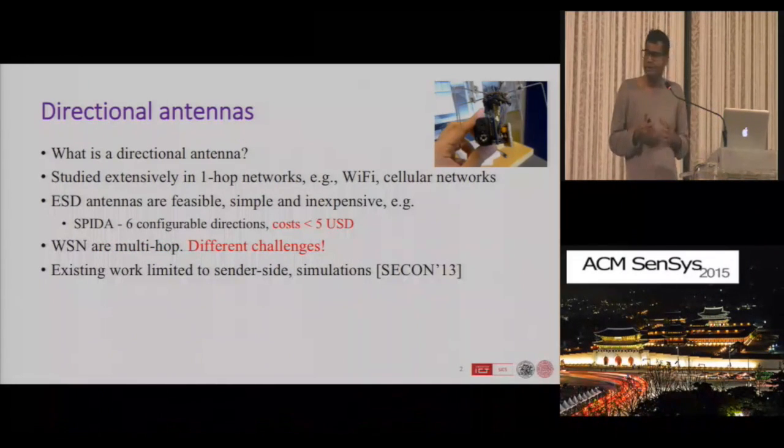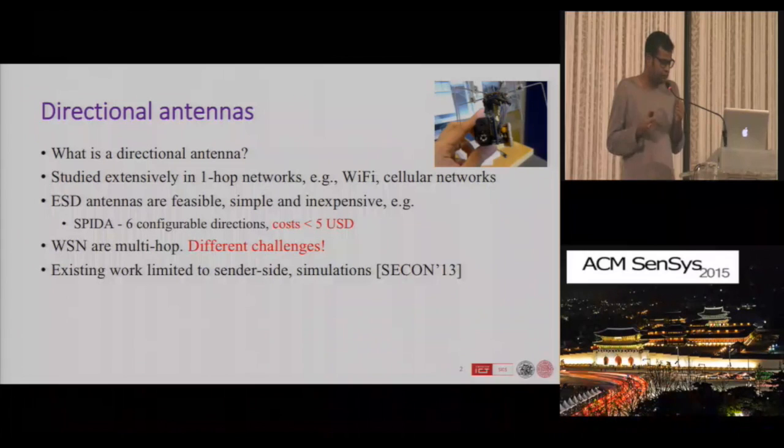So we begin our presentation by asking what is a directional antenna. A directional antenna radiates or receives greater power in a specific direction. An electronically steerable directional antenna, or an ESD antenna, is a type of directional antenna that allows electronic control of the direction of the maximum antenna gain. One such ESD antenna is shown on the slide, which is the Speeder antenna, which we use for the experiments that we conduct in this paper as well. This antenna has 6 configurable antenna directions, and it costs less than $5 to make.